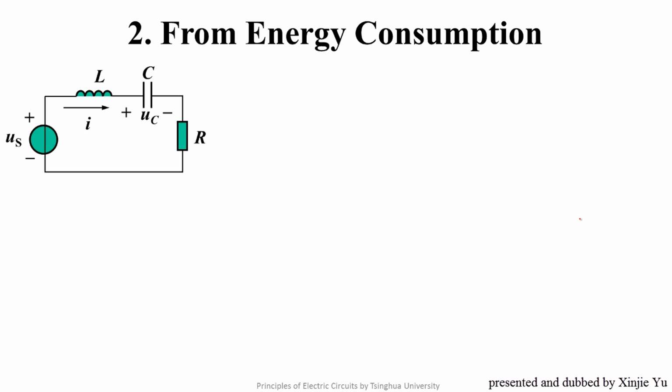Secondly, we discuss it from the viewpoint of the energy consumption. We suppose the initial phase angle of the source voltage is 0, so it is this. In resonance, the voltage and the current of the source are in phase, and the input impedance is R, so the current can be easily solved.